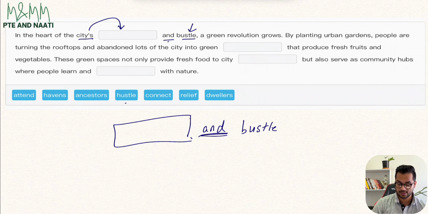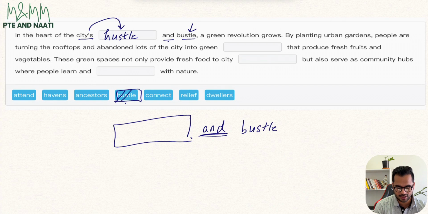Hustle rhymes with the word bustle as well, plus it is of a similar meaning. Hustling and bustling. So hustle has to be my correct answer. The other options were connect and relief. Connect is not a similar word to bustle. Relief, again, is not a similar word to bustle. And dwellers is related to the word dwelling, living. Again, it's a word, but it's not related to the word bustle. So hustle would be my correct answer.